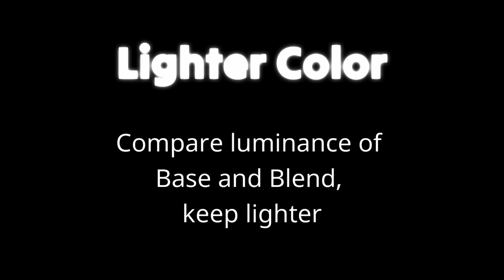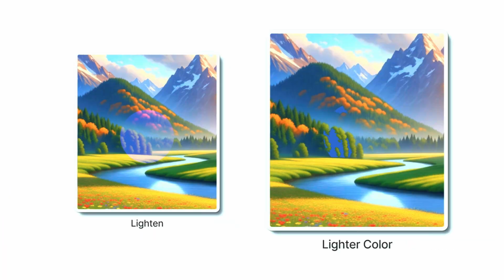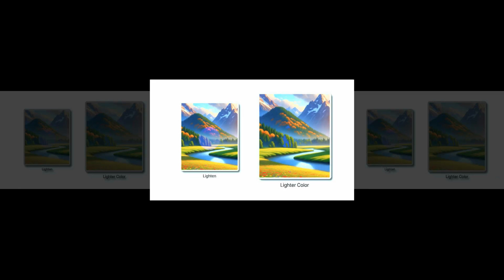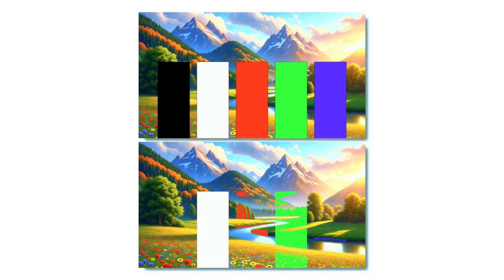Lighter color compares overall brightness between base and blend and keeps whichever is lighter. Unlike lighten, it doesn't check each RGB channel separately. It looks at composite brightness. In the example, some colored rectangles disappear differently compared to lighten. It's useful when you want a simpler brightness comparison.